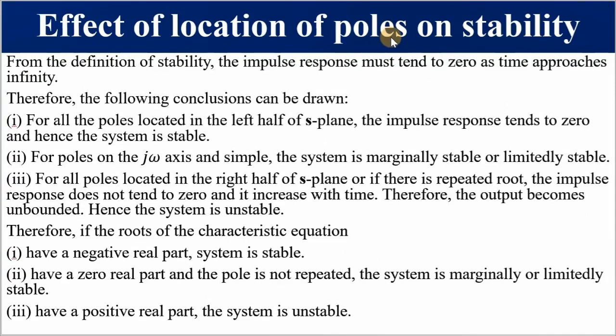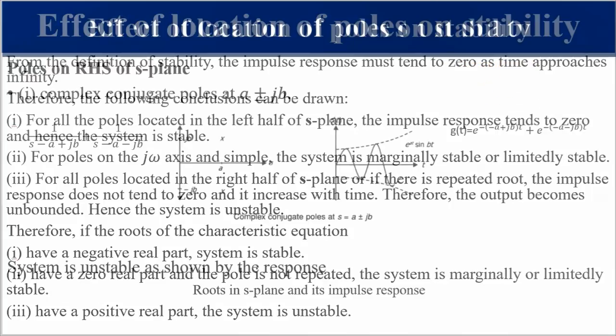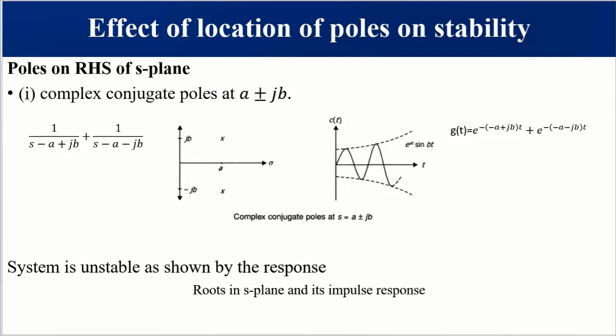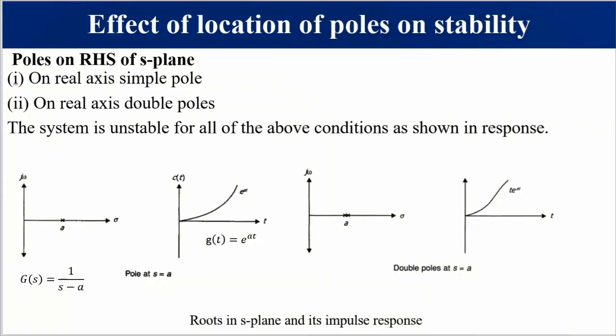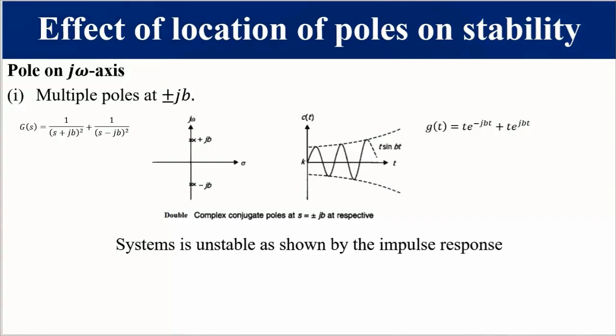Effect of location of poles on stability. Pole location has an effect on stability, and from the definition of stability, the impulse response must tend to 0 as our time t approaches infinity. Hence, we saw that on this it is not tending to 0, so the system is unstable. On this it is not tending to 0. Also on this it is not tending to 0, hence the system is unstable.